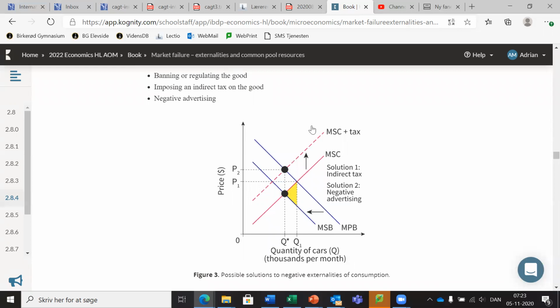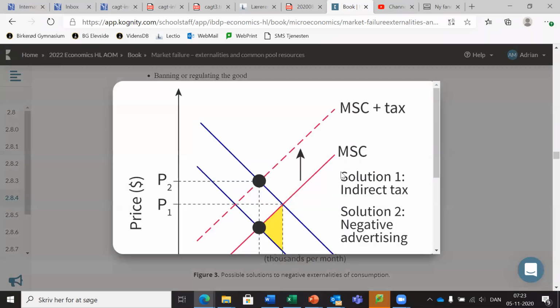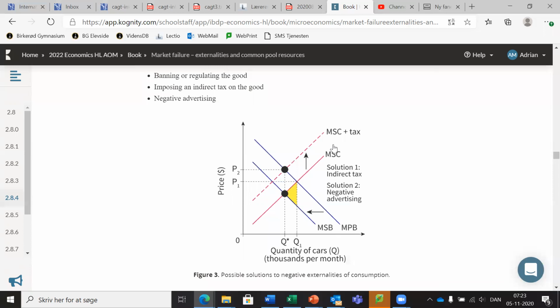Imposing an indirect tax, that's solution one here. You put a tax, you cause this supply curve to shift up. And your intention is to shift this up to get to this dashed red line until you get the new equilibrium point at Q star. Another alternative, so this is a bit messy to put the two diagrams on together. Remember, you're trying to get rid of this triangle here. You're trying to get us to switch from Q1 to Q star.